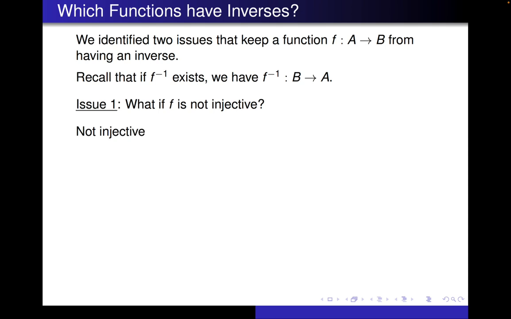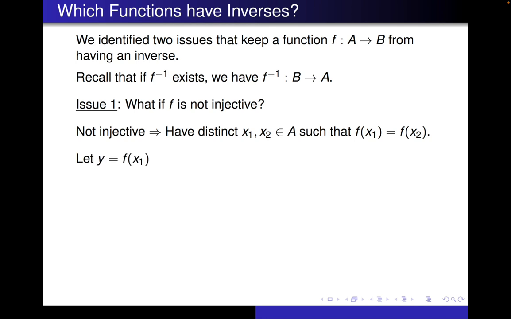Let's review what this means. A function not being injective means that we have two inputs, x1 and x2, whose outputs are the same. So f of x1 is equal to f of x2. x1 and x2 are different, but f of x1 and f of x2 are the same. Let's review why this was an issue, which you explored in the in-class activities. Suppose y is the output for x1, so f of x1 is equal to y. And remember, since f of x2 is equal to f of x1, it is also equal to y. So y is equal to f of x1, and y is equal to f of x2.